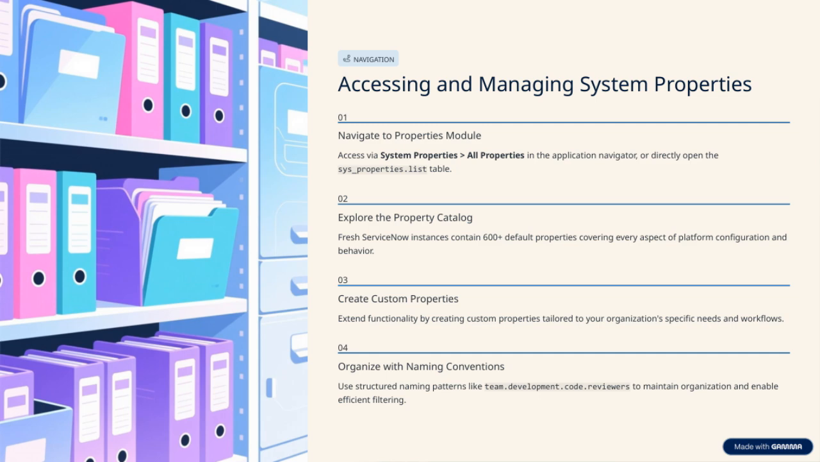Overall, managing system properties efficiently involves understanding how to navigate to them, using consistent naming patterns, extending functionality with custom properties, and exploring the default options available. Mastering these practices will greatly improve your platform's organization and your ability to customize it to fit your organization's needs.